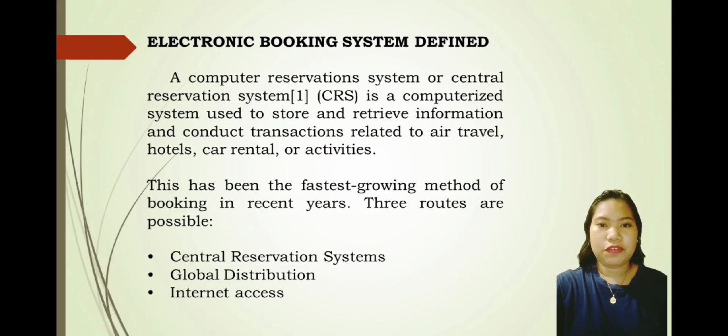Electronic booking system defined. A computer reservation system or central reservation system, or CRS, is a computerized system used to store and retrieve information and conduct transactions related to air travel, hotels, car rental, or activities. This has been the fastest growing method of booking in recent years. Three routes are possible: central reservation system, global distribution, and internet access.